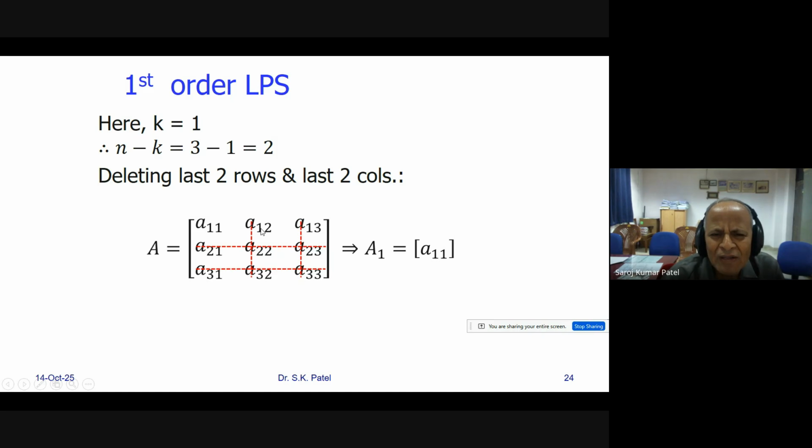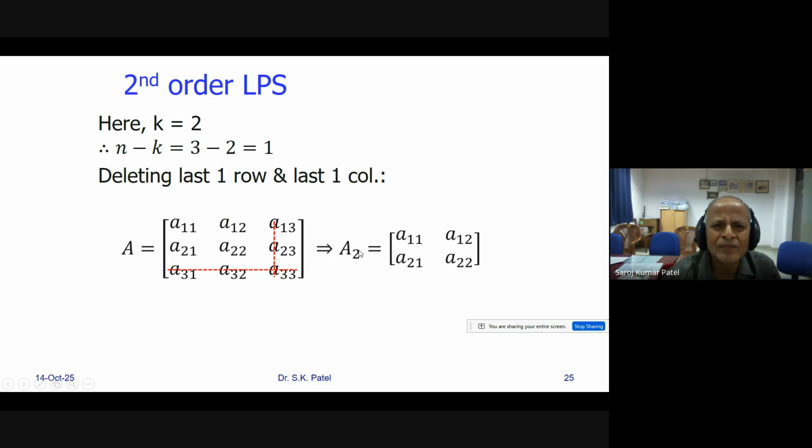So here we are deleting the last 2 columns and last 2 rows. So we are left with A11. So this is a leading principal submatrix, and its minor, its determinant, will be A11 only. So A11 will be the leading principal minor. To get the second order leading principal submatrix, K is equal to 2 and N is equal to 3, as A is a 3 by 3 matrix. You have to delete N minus K rows and N minus K columns. N is 3, K is 2, so N minus K will be 1. So you have to delete one row, one column.